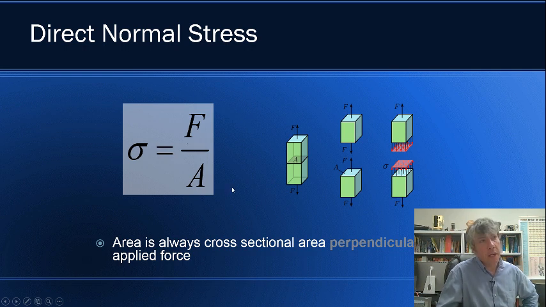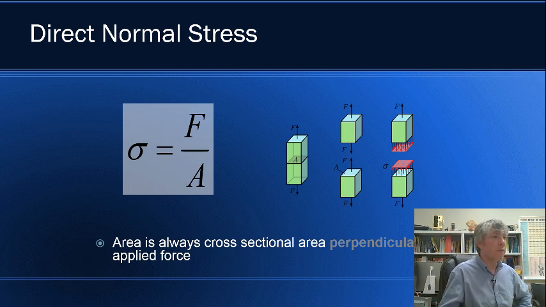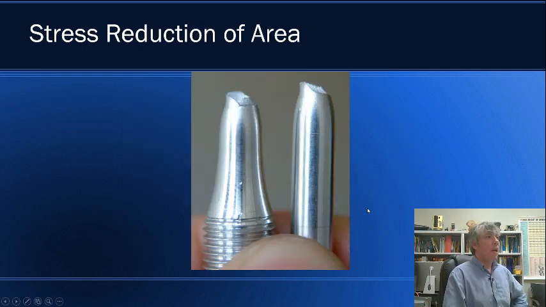So if we know how much force is being applied and we know how much area is available here in the cross-section to take the load, we just divide the force by the area, and now we have the magnitude of the stress. Now, in direct normal stress, the area of the cross-section is always perpendicular to the applied force. Otherwise, we're talking about a different kind of stress. And there is another type, which is shear, and we'll get to that in a moment.